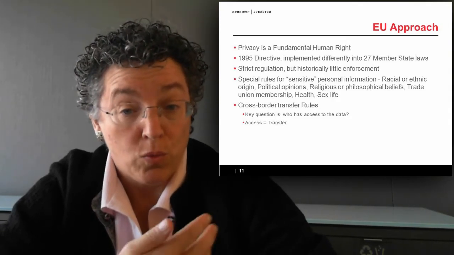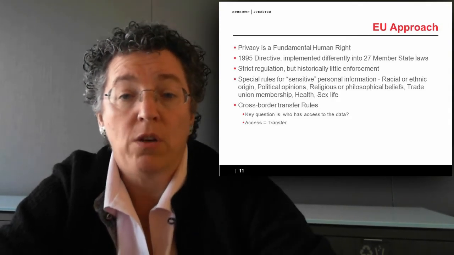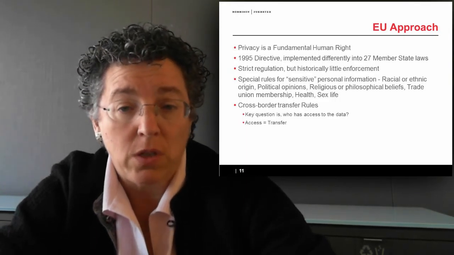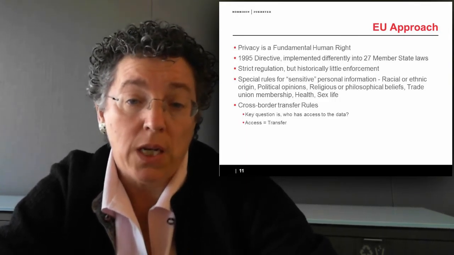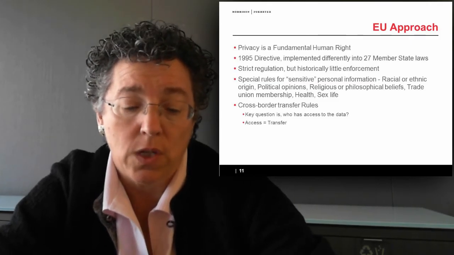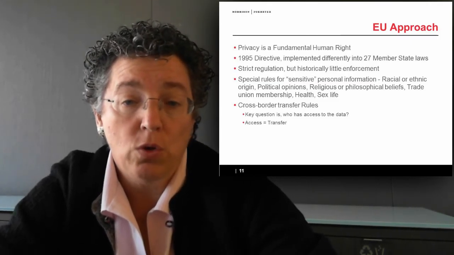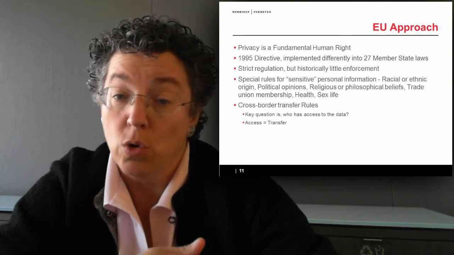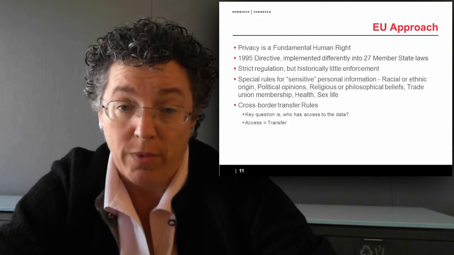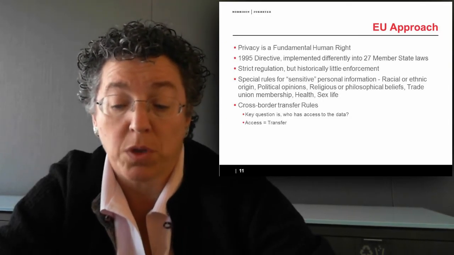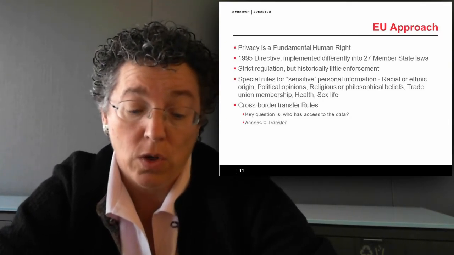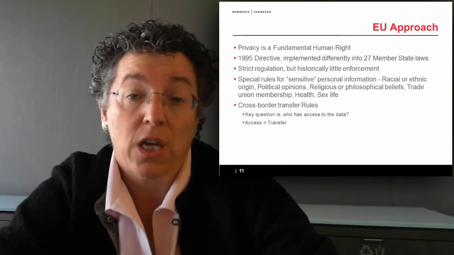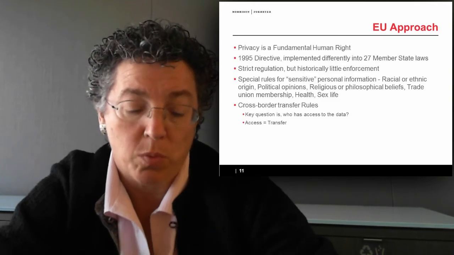Historically, the rules on the books are quite strict, but enforcement has been fairly minimal. There are a few exceptions, and as we'll talk about in a minute, enforcement is definitely increasing in certain countries. There are special rules in the EU for sensitive data. So sensitive information, in addition to the normal protections that are required for all personal information, sensitive information such as political opinion or racial or ethnic origin, membership in a trade union, information about sex life, all have to get special protections, heightened special protections.